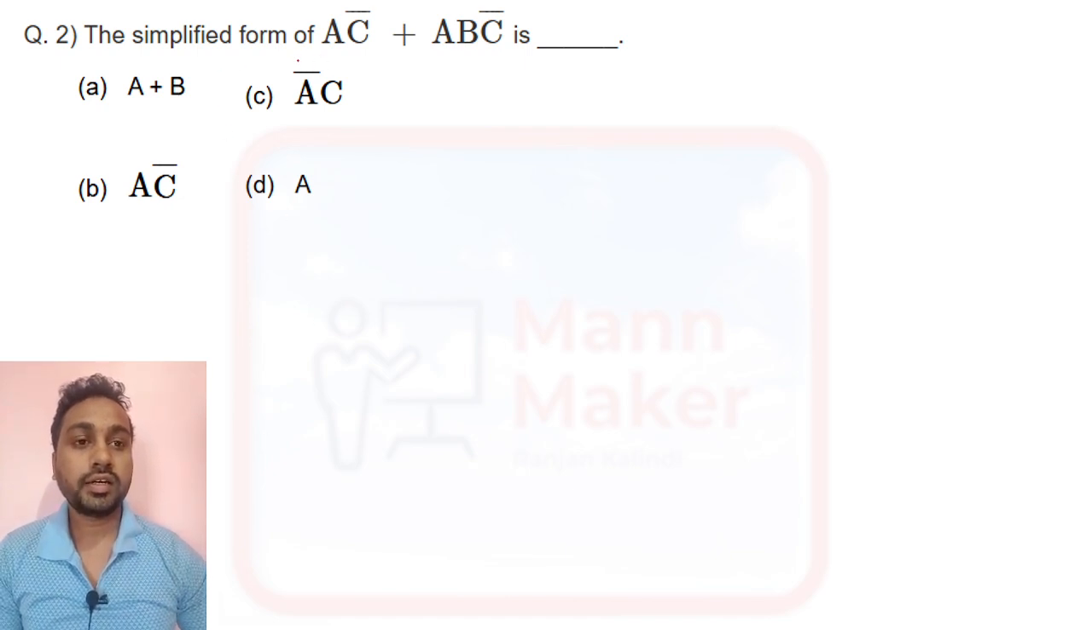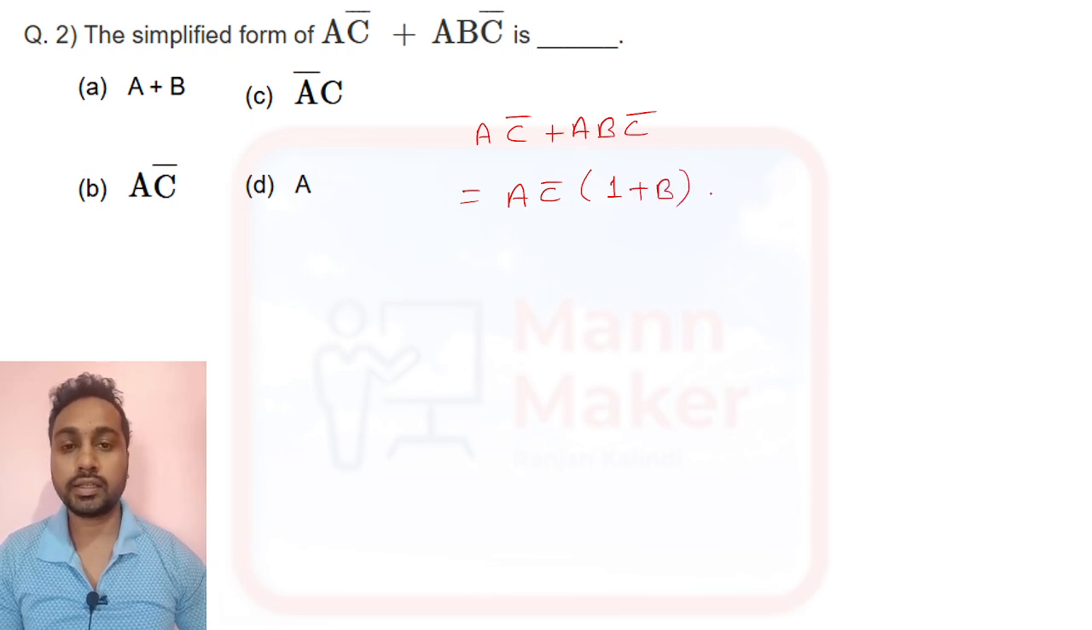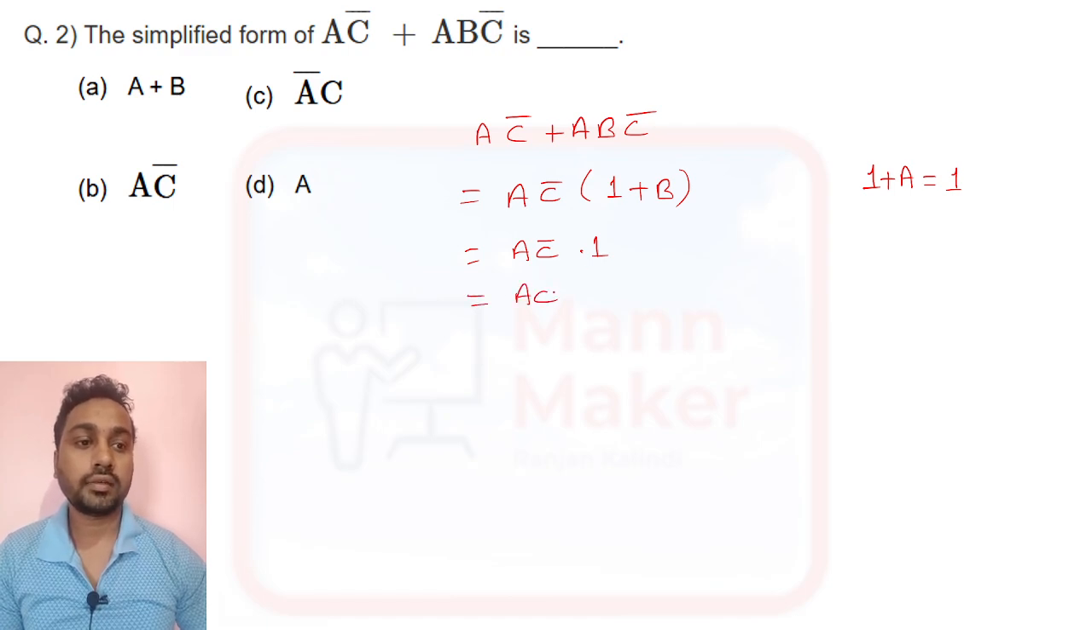The simplified form of AC bar plus ABC bar. From here we can take A and C bar as common. Then this is 1 plus B. We can write it like this. And we know that if 1 plus A is there, then the output is 1 only. So from here this becomes 1, so AC bar will be your answer, option B.